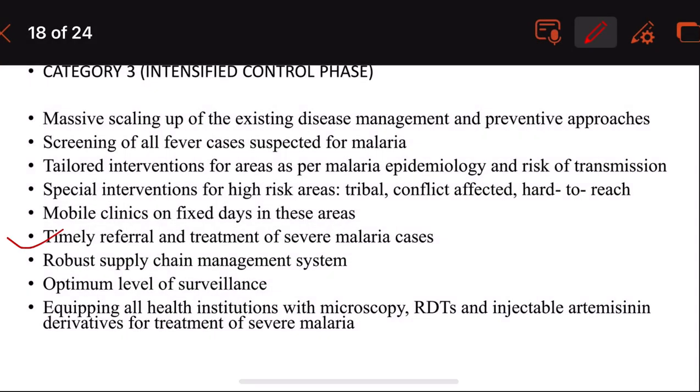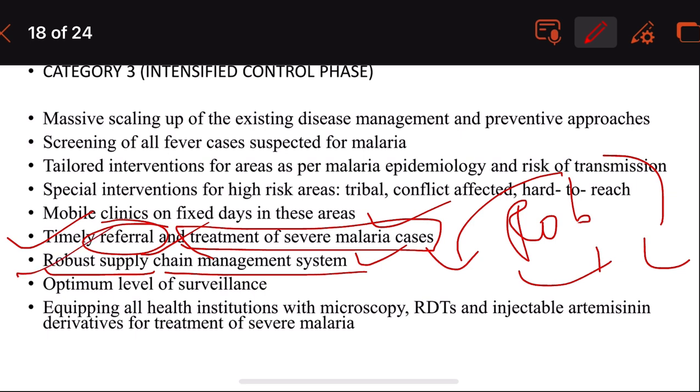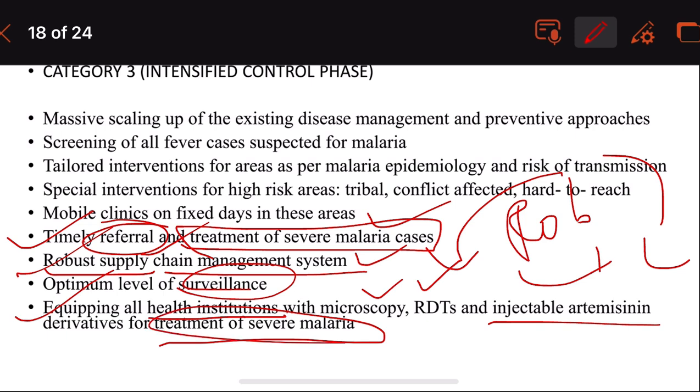So we need to have timely referral, and treatment should be given for severe malaria cases. Robust supply chain management system. So we need to give an optimum level of drug supply, and the supply chain management has to be robust, which is nothing but optimum supply. Optimum level of surveillance has to be performed. Equipping all health institutions with microscopy, RDTs, and injectable artesunate and artemisinin for the treatment of severe malaria. So we see that the RDTs, that is rapid diagnostic tests, and the microscopic facilities have to be given in these high risk areas.